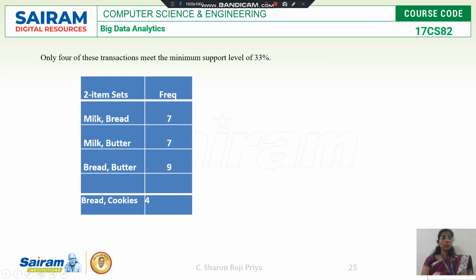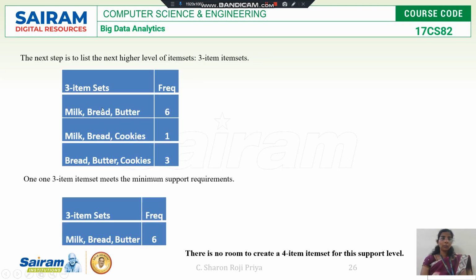Now using this item set, you are supposed to make the 3 item set table. So it is milk, bread, butter, and cookies. What are the combinations you will get? Milk, bread, butter; milk, bread, cookies; milk, butter, cookies; and bread, butter, cookies. So these are the combinations you will get.